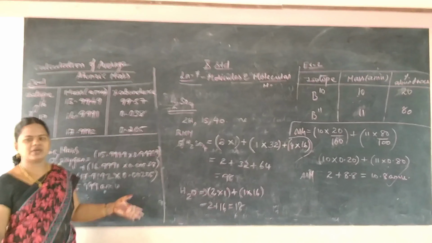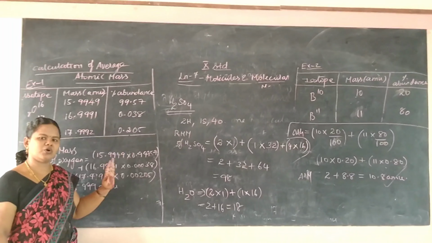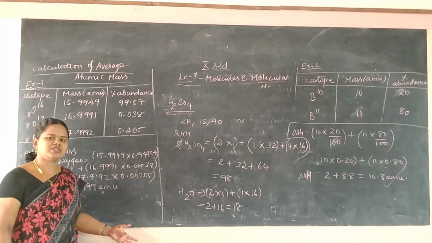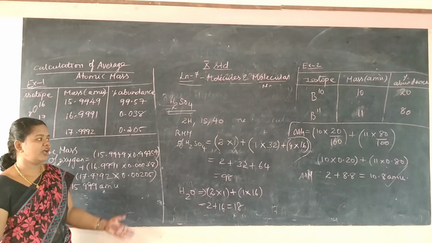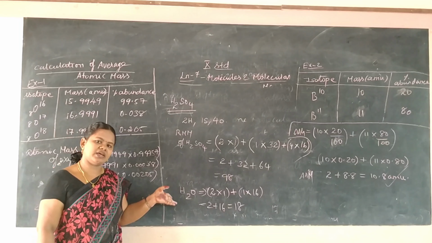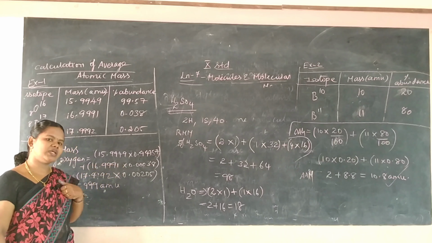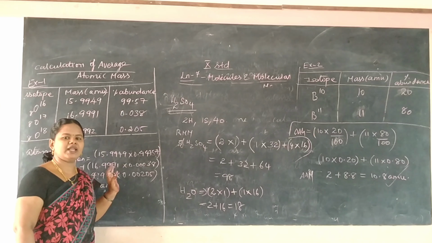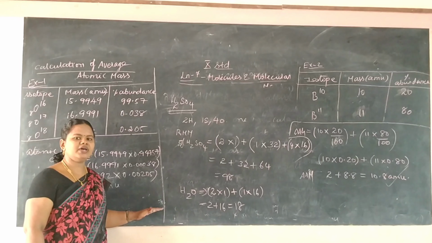How do you find the average atomic mass? Today we have seen some problems. Average atomic mass is equal to mass of one isotope into percentage abundance plus mass of second isotope into percentage abundance. That will give the average atomic mass. When we express the molecular mass in gram, that is known as gram molecular mass. To find the relative molecular mass, you have to add the atomic masses of all the elements in the compound, and that will give the relative molecular mass of the compound.